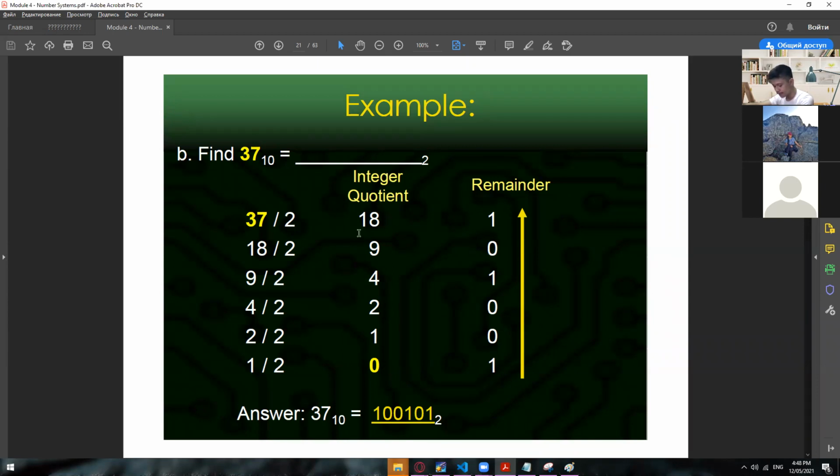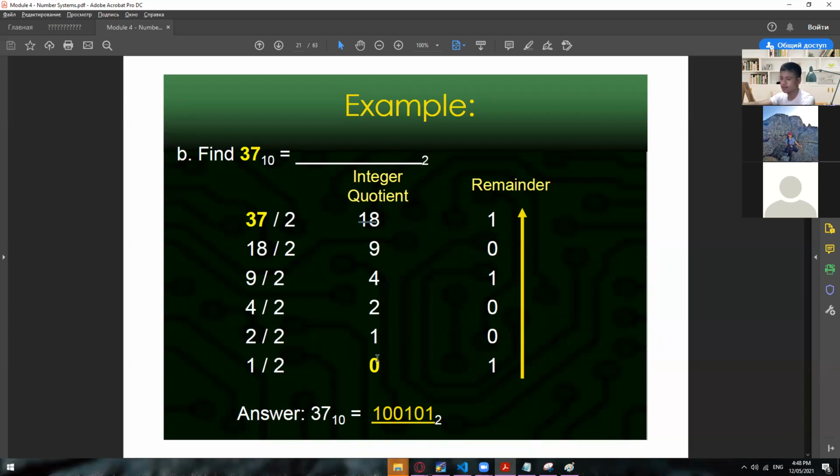Again, your divisor will depend on what specific number system you want this to be converted to. Here, it is asking us to convert this decimal into binary, so our divisor will be 2. As you can see, everything is 2. So just copy this: 37 divided by 2 is equal to 18, remainder 1. 18 divided by 2 is 9, remainder 0. 9 divided by 2 is 4, remainder 1. 4 divided by 2 is 2, remainder 0. 2 divided by 2 is 1, remainder 0. And then 1 divided by 2 cannot be.